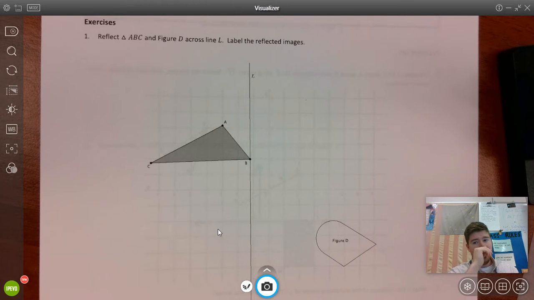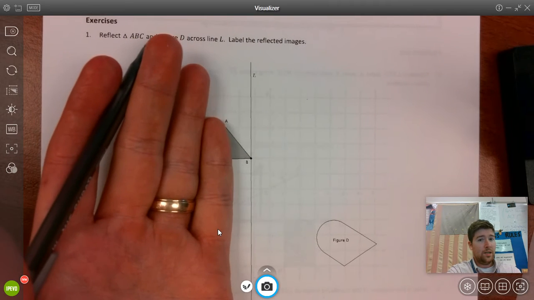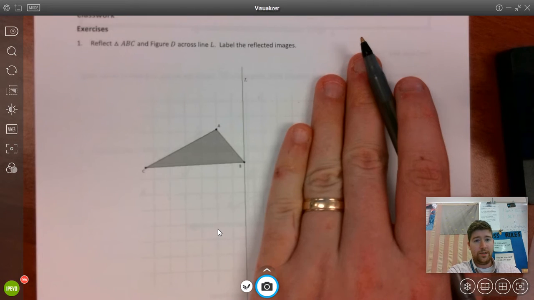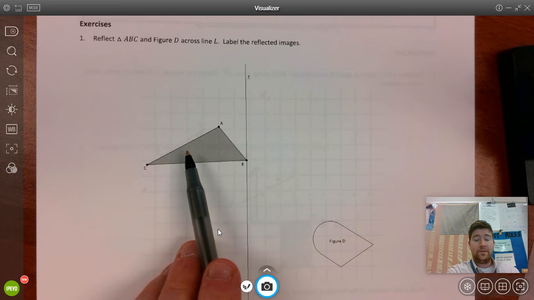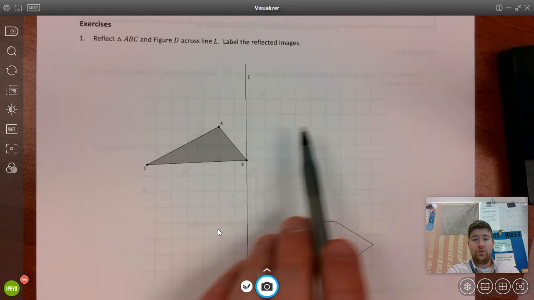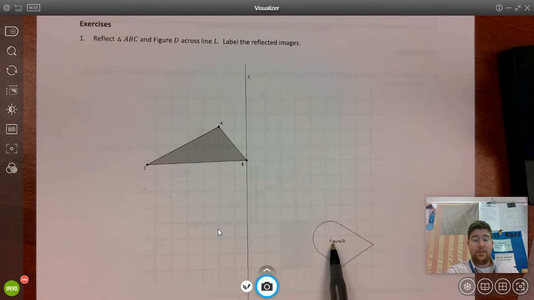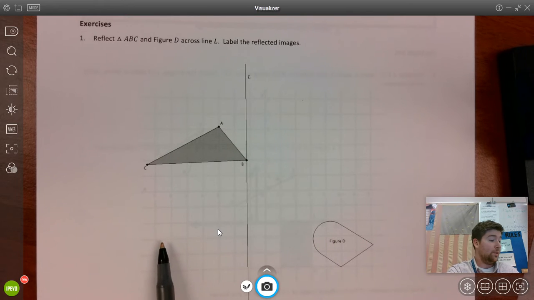So anytime that we are reflecting means that we're taking something and we're flipping it over to the other side. So if something is on the left side of the line of reflection, it should wind up on the right side. If it's on the right side, it should wind up on the left.